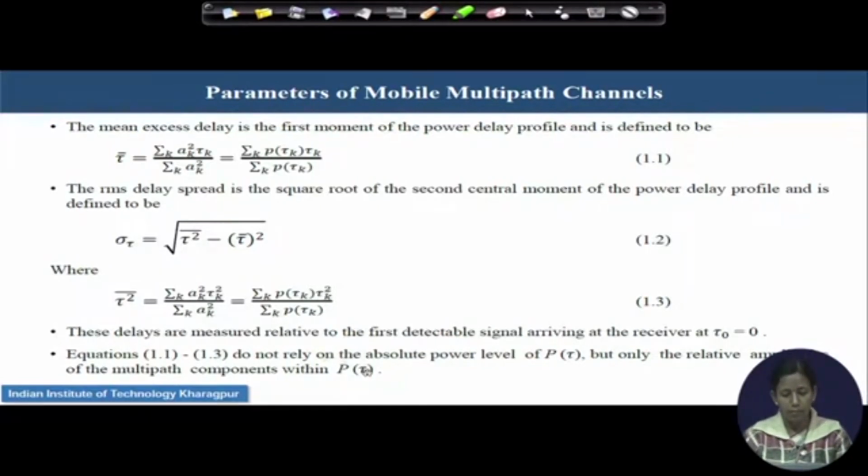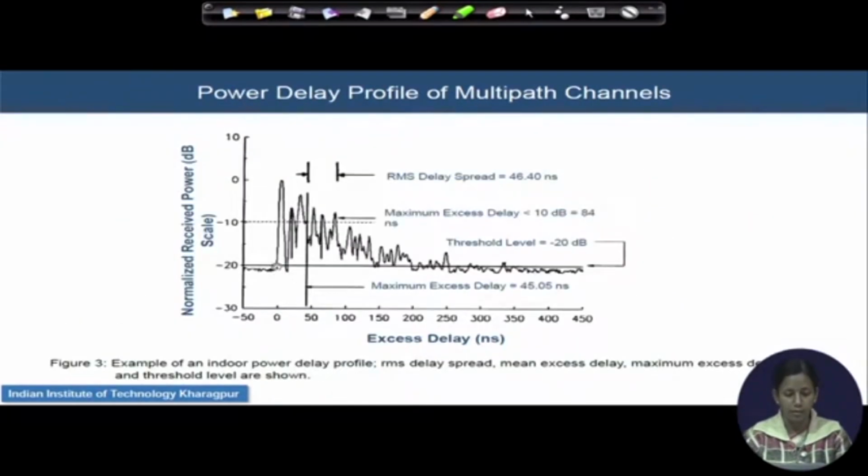And remember that whenever we are measuring these delays, for the first detectable signal, we consider that it arrives at delay equal to 0. That first arriving signal may be here, so our 0 will start from here. It is a time axis, so all the delays are measured relative to the arrival of the first detectable path at the receiver.